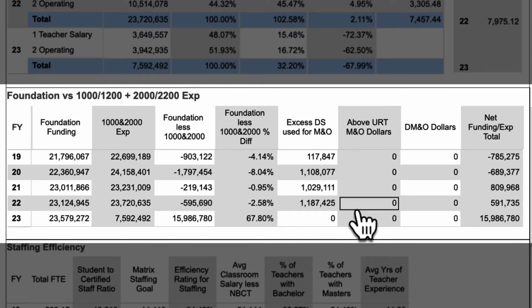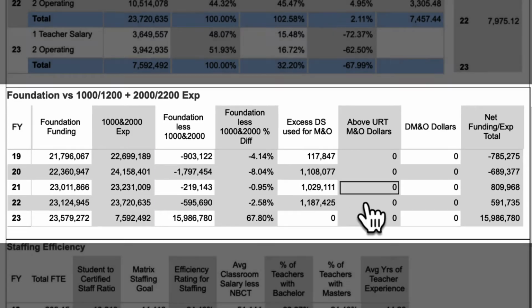Some districts also have passed millages for additional M&O dollars above the 25 mil URT, and then some districts have also passed millages for dedicated maintenance and operating expenditures. And when we take the foundation funding minus the expenses and then also add in the excess debt service, then you can see the positive balance that the school had at the end of the year as compared to expenditures for Fund 1,000, 2,000. You'll notice that previously that had been a negative amount. It appears the district has some kind of restructuring of their bonds between the 19 and 20 school years.